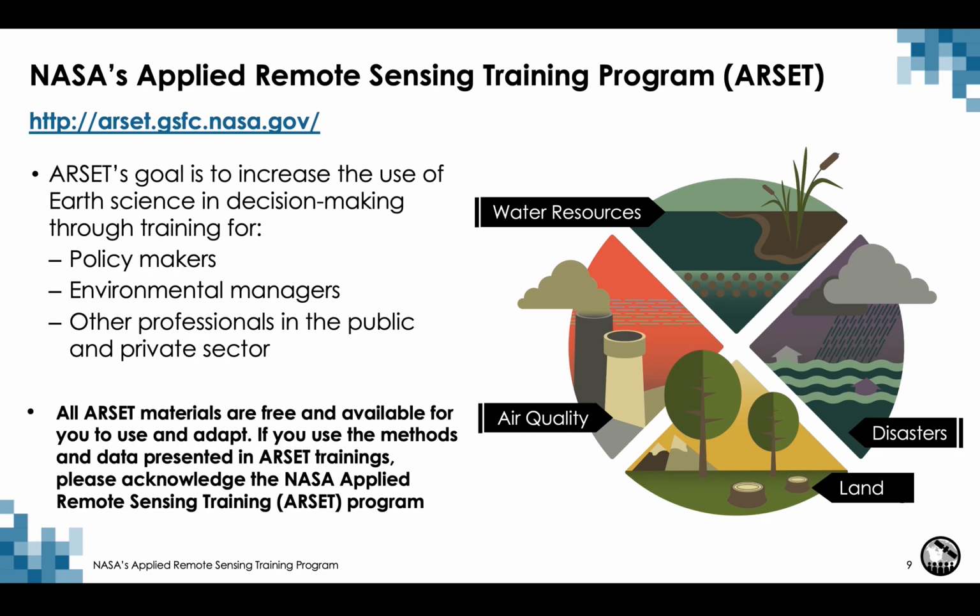ARSET's goal is to increase the use of earth science in decision-making through training for policymakers, environmental managers, non-governmental organizations, and professionals in the public and private sectors. All ARSET materials are free and available for you to use and adapt for your audience. We request that if you use the materials, methods, and data presented in our trainings, please acknowledge the NASA Applied Remote Sensing Training Program.